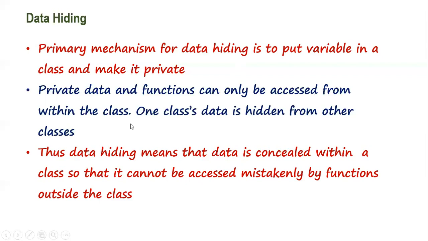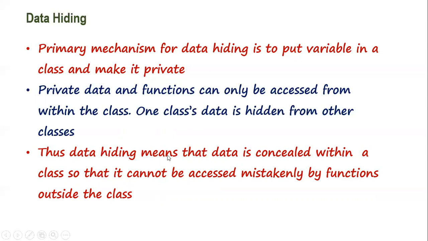Now, the private data and functions can only be accessed from within the class. You have seen in the previous example that the function was defined as public, but you can make functions private also, though most of the time functions will be defined public. If you make the data and functions private, they can be accessed only within the class, and one class's data is hidden from other classes. No other class can access this particular data.